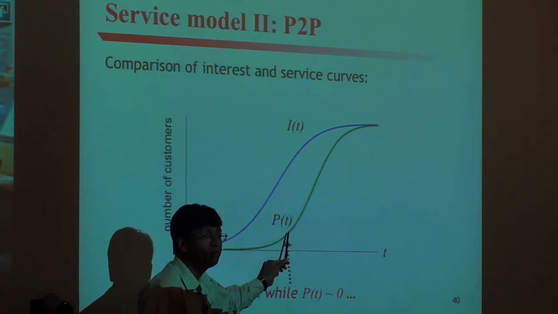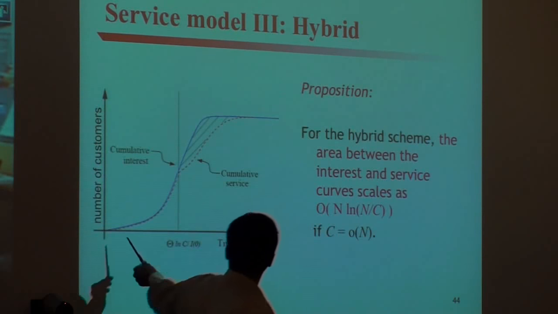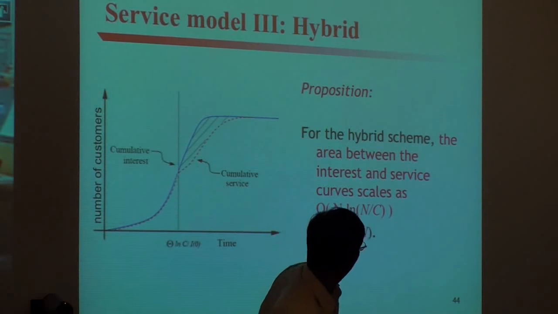And the most interesting thing is the CDN does well initially until the server is overloaded. P2P does well once the installed user base is large, once some number of people have it. So how do I combine them? I first use the server, then I use P2P, and we can show that it gives you very good improvements.